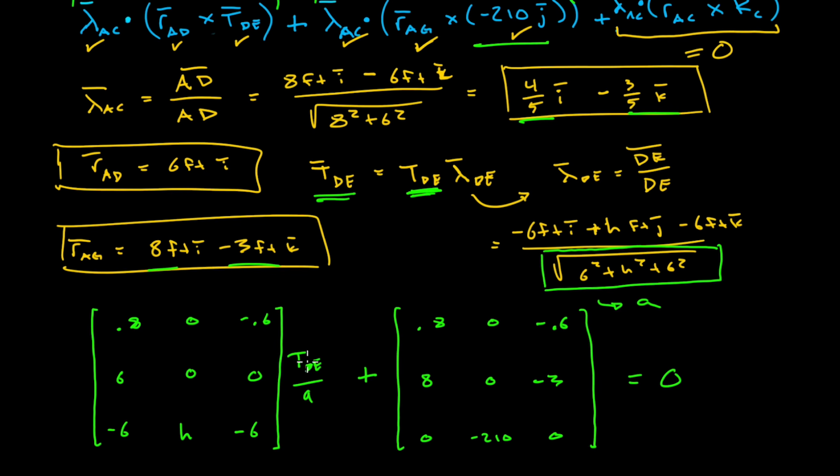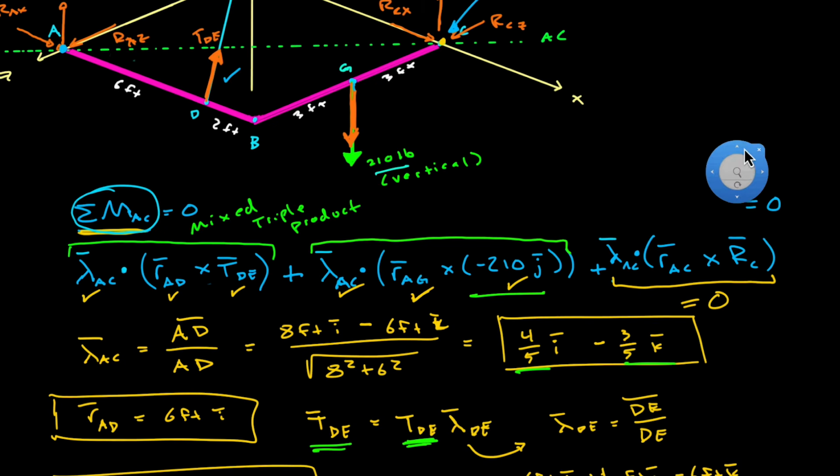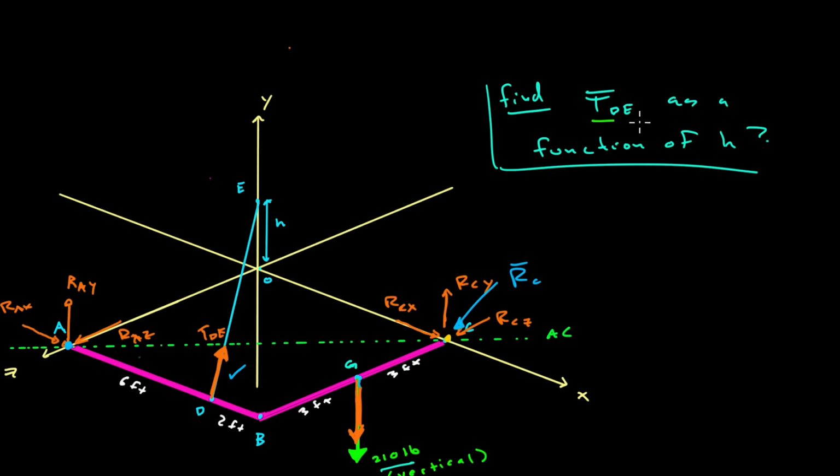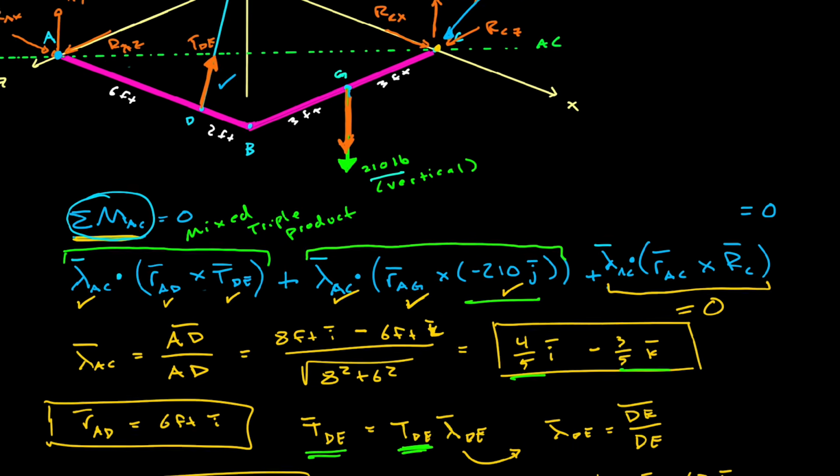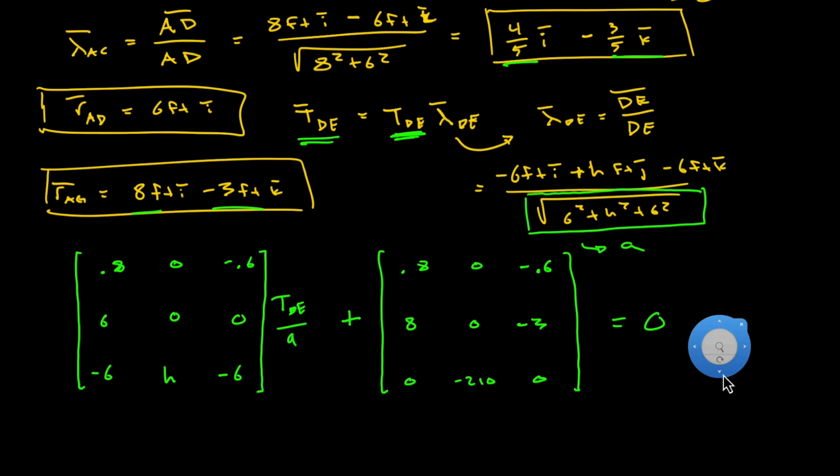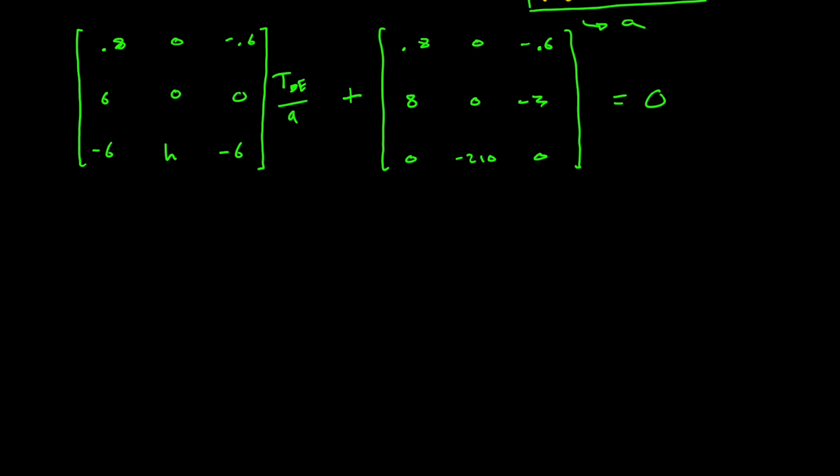There's the unknown variable TDE, and then there's this variable H. But recall that the original question asked us to solve for that unknown tension as a function of H. So we were basically on the right track here. We've got everything we need. We just need to go ahead and carry out these determinant calculations.